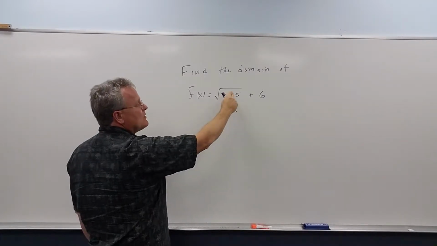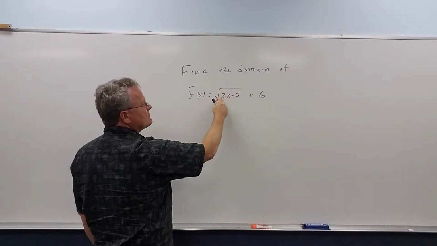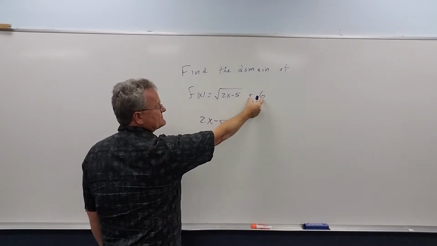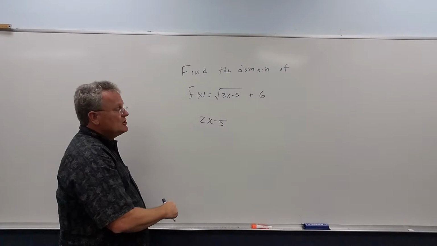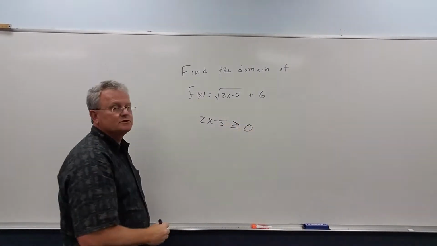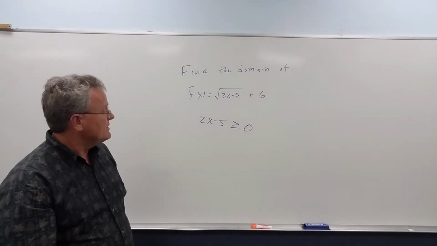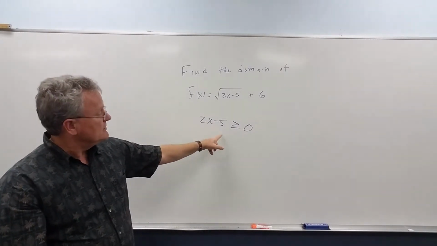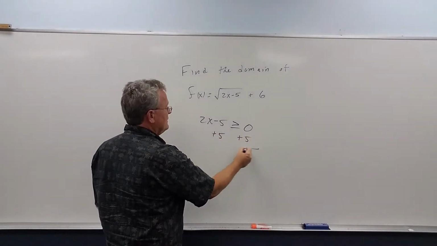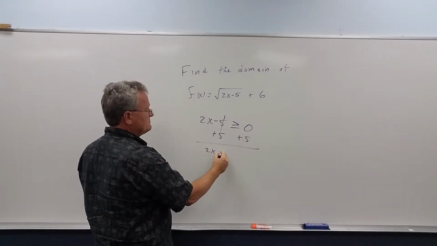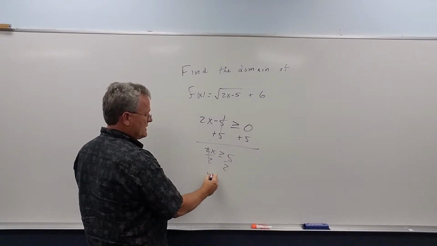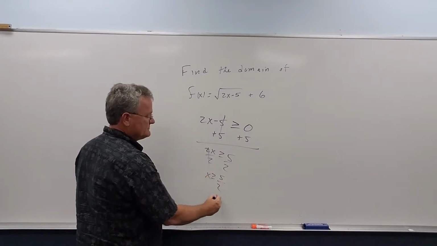So what is the domain of this? Well, whatever is under the square root, in this case 2x minus 5, needs to be greater than or equal to 0. All right, now we just solve this. Add 5 to both sides, and we get 2x is greater than or equal to 5. Divide by 2, and x is greater than or equal to 5 halves.